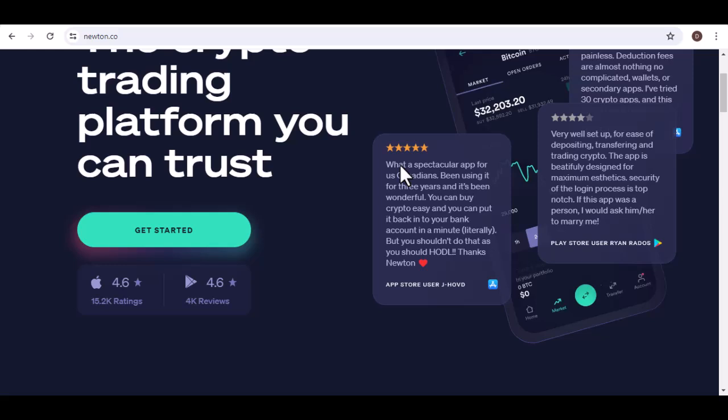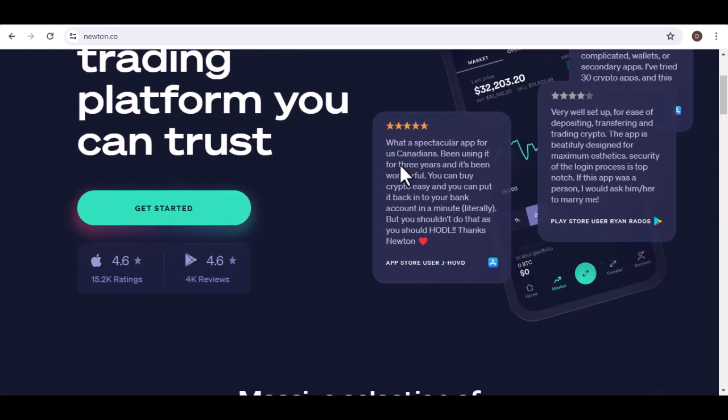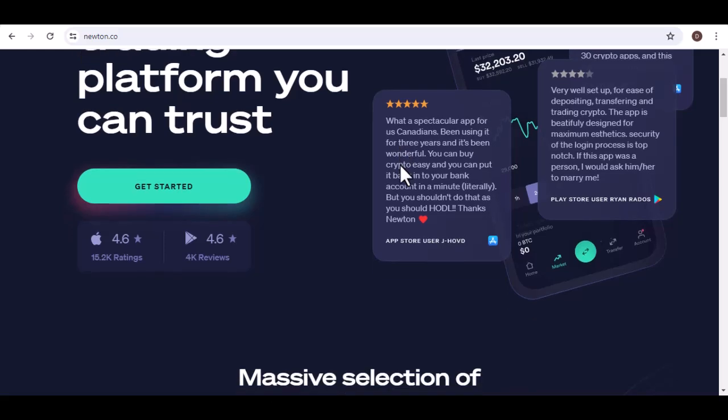Understanding Newton Crypto. Before we jump into the nitty-gritty, let's quickly break down what Newton Crypto is. In essence, it's your gateway to the crypto universe. Think of it as your friendly neighborhood crypto exchange where you can buy, sell, and trade a variety of digital currencies.